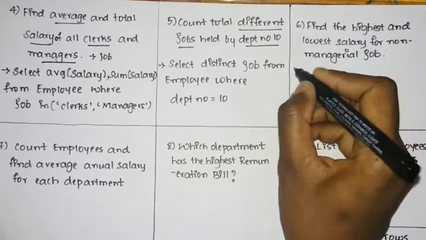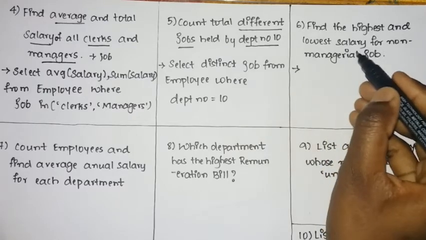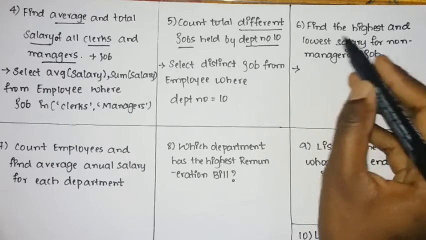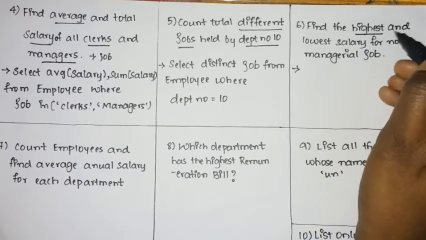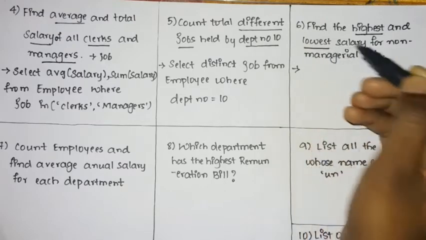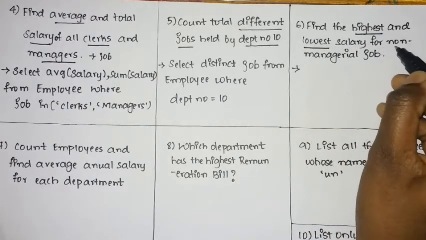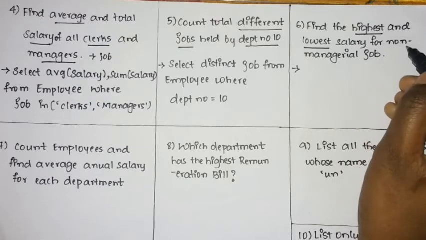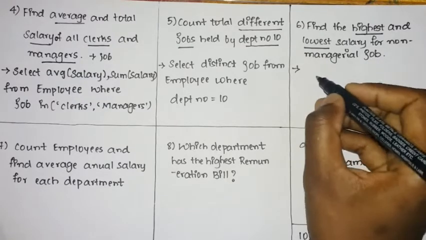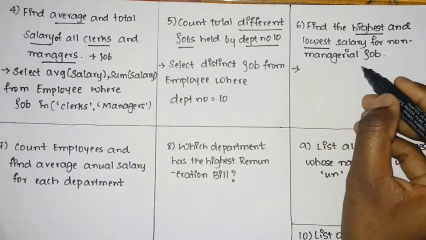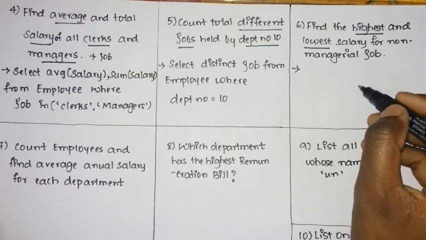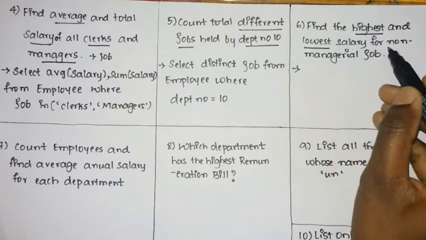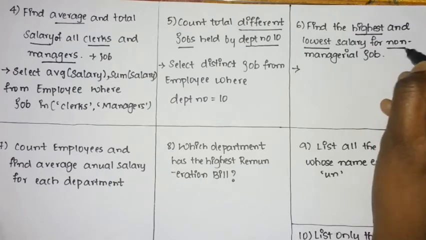Then we shall see one more question. Find the highest and the lowest salary for non-managerial job. They have told you need to find the highest, so for highest you need to use the max of salary. For lowest you need to use the min of salary. But they have particularly mentioned non-managerial job. If you want to find for managerial job, you will specify select the max of salary comma min of salary from the name of the table, that is employee, where job is equal to manager. But they have specified non-managerial job.